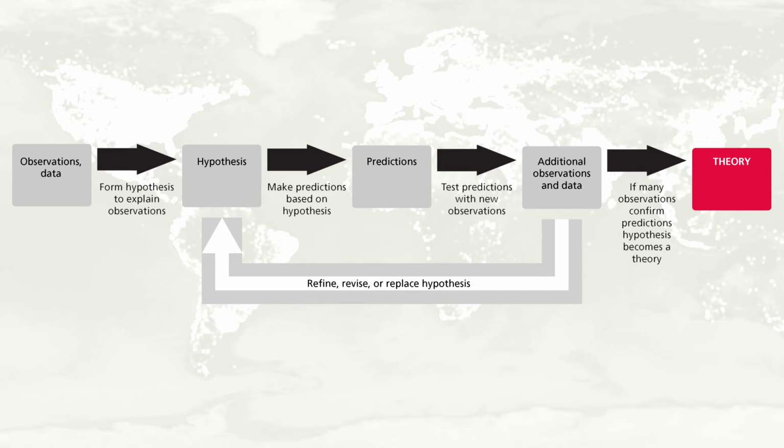If we think that we need to refine, revise, or replace the hypothesis, we would do this, again make new predictions, and test these predictions until we are satisfied, with all these observations put together confirming the predictions. If this is the case, then the hypothesis becomes a theory. This is what we call the scientific method.